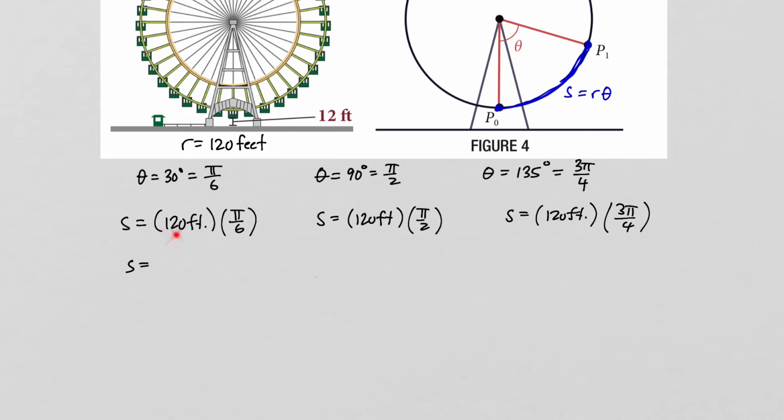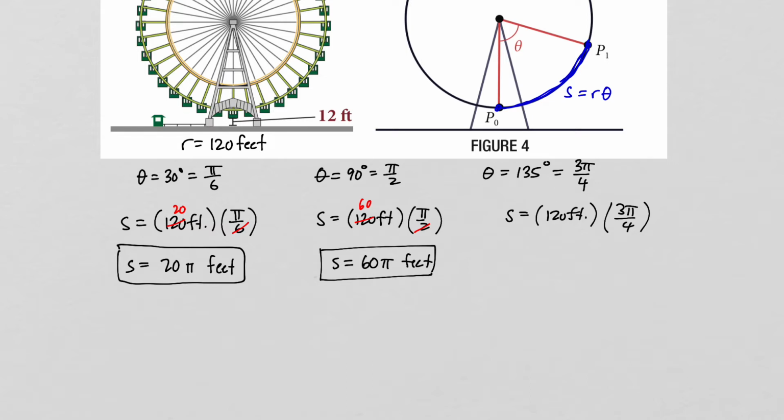So when you multiply 120 by pi over 6, 6 goes into 120 20 times. So you can cancel the common factor there and get 20 times pi. And that would be in feet. So that's our first answer. For the next one, we can divide 2 into 120, which goes 60 times. So in this case, S will be 60 pi feet.